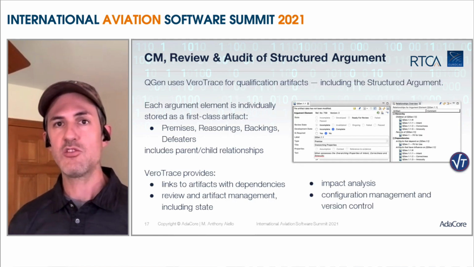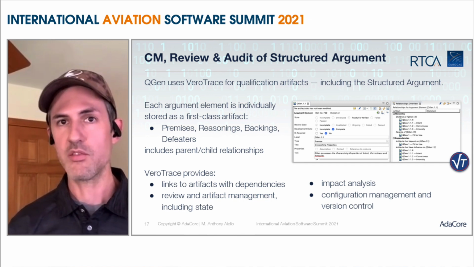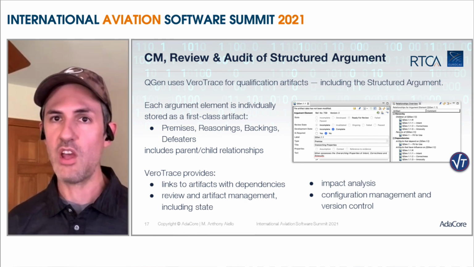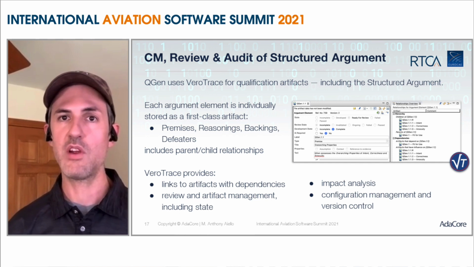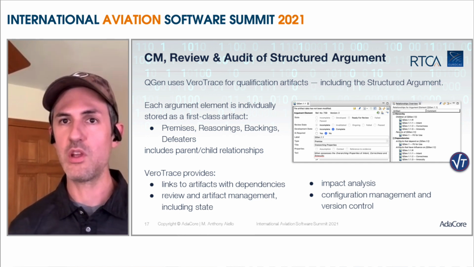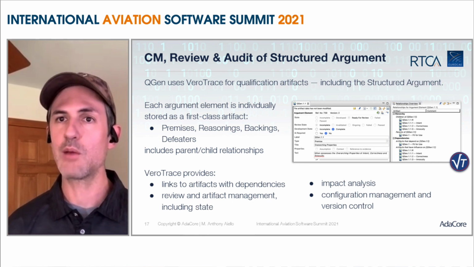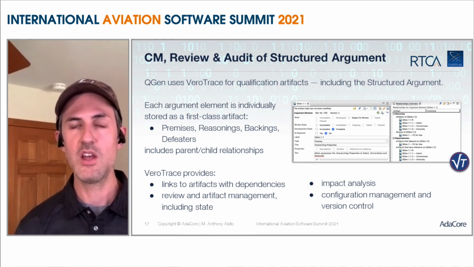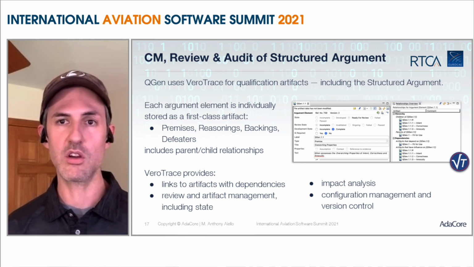So for the qualification of QGen, we're using ViewRTO to capture all of our qualification artifacts, and this includes the structured argument. Each element of the structured argument is individually stored in ViewRTO as a first-class artifact. So each premise, each reasoning, each backing, each defeater, all of these are individually captured in ViewRTO, along with the parent-child relationships that assemble these individual argument elements into atomic arguments.